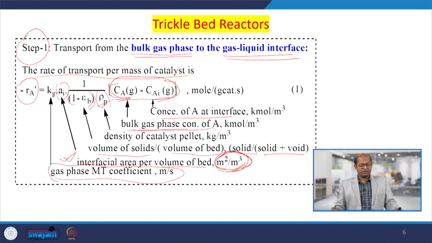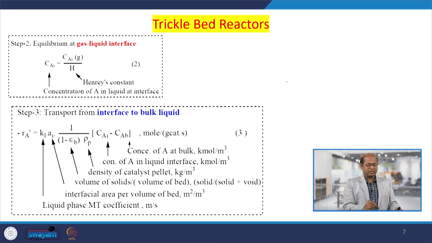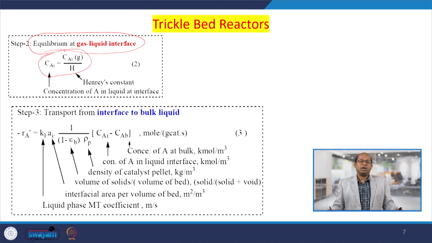So, now this is the rate of transport per mass of the catalyst for step 1, bulk gas to the gas-liquid interface. Those are the equations we have to use. Similarly, for the gas phase and liquid interface concentration, we use Henry's law, as we discussed in slurry reactors. The concentration or solubility of A in the liquid we can write in terms of Henry's constant and interface concentration. So, the interface concentration in the gas phase we can find out if we know the solubility.